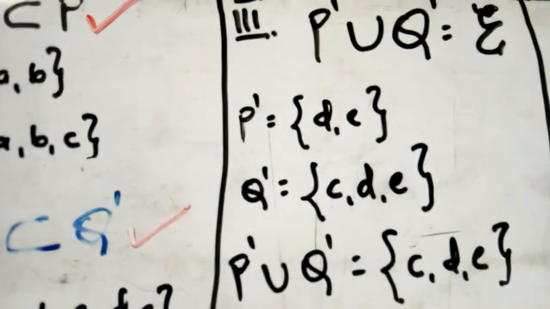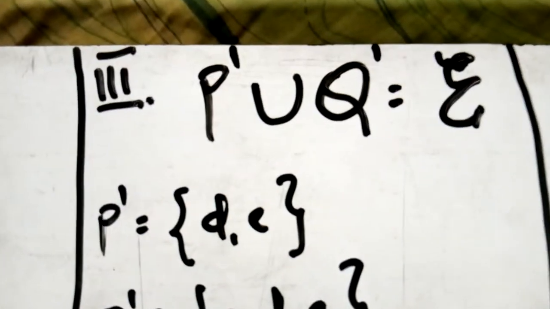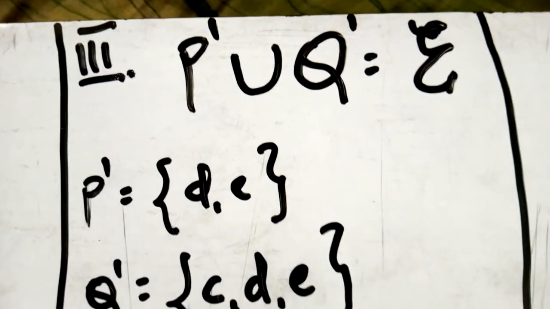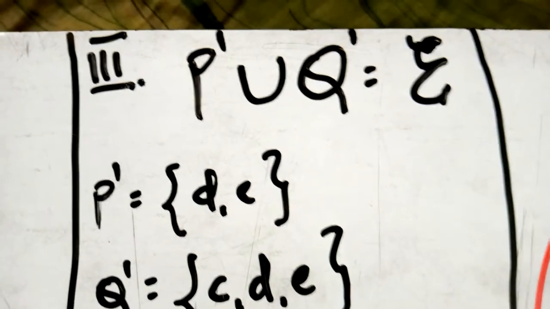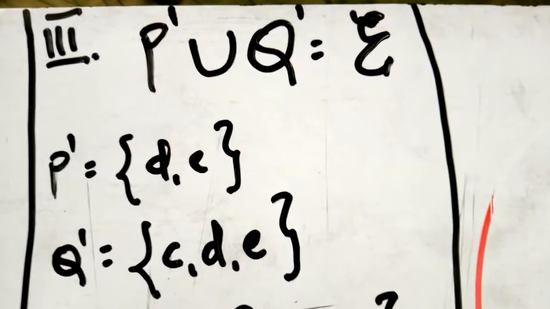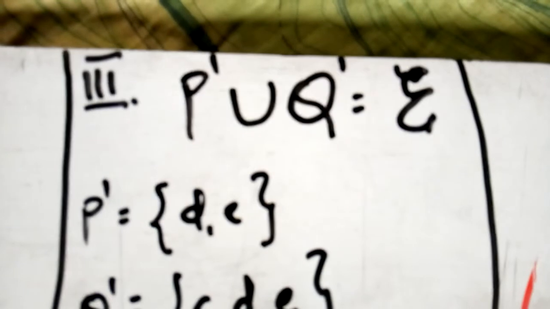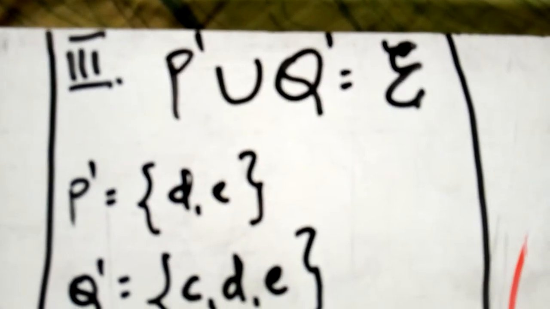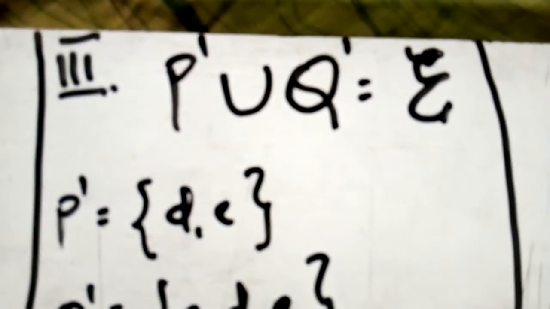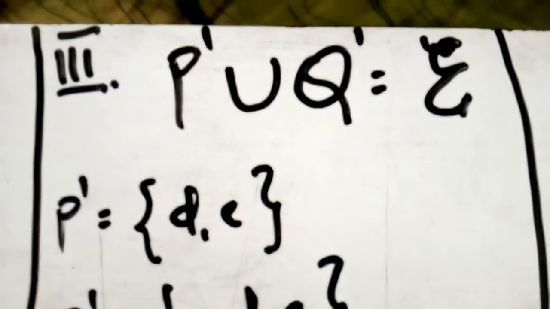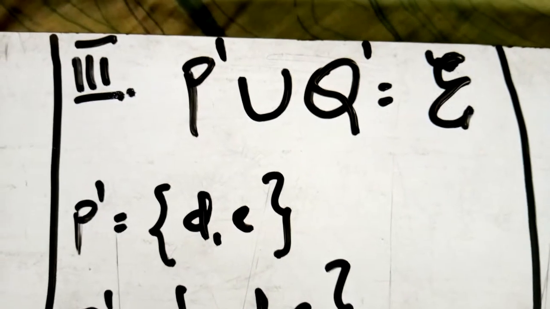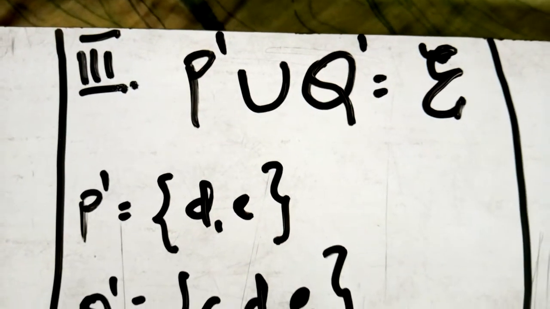So let's dive into the third one. The third one says P prime union Q prime. So that is the symbol of a union. What does it mean? So union means let's come together. Is that okay? The union means that let's come together. So union means that let's be united. Let's all of us come together.